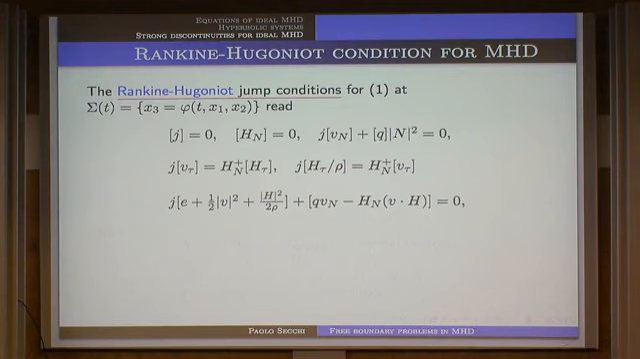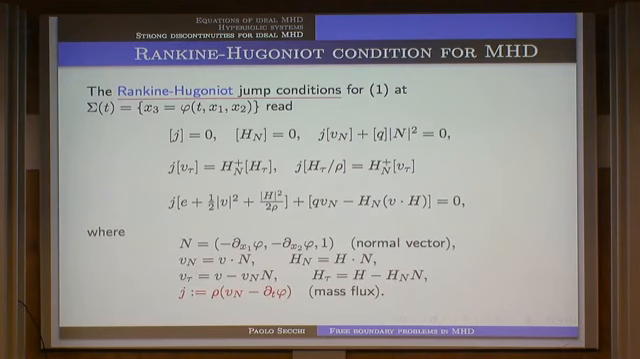These conditions here are written with this n, which is a normal vector. N appears here, so Vn, Hn are the normal components of V and H. V tau, H tau are the tangential components. And also you observe that the first condition is a continuity condition for the mass flux, J, described in this way.